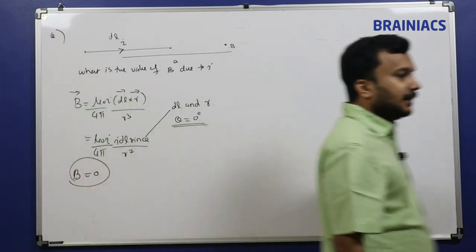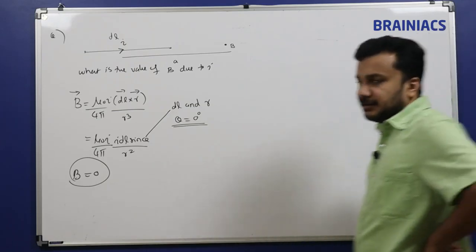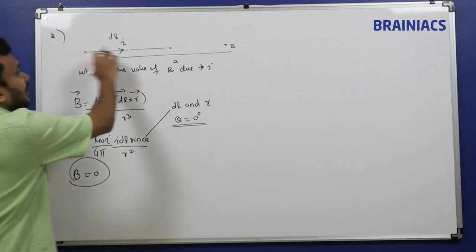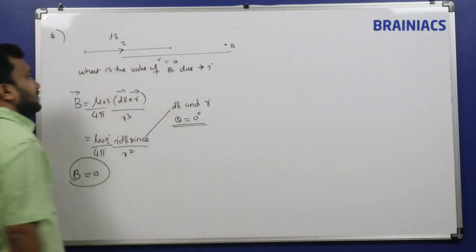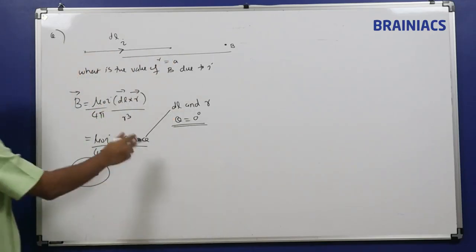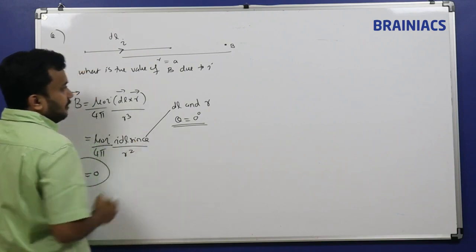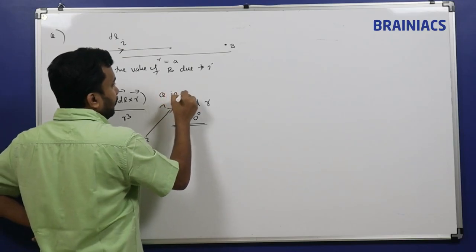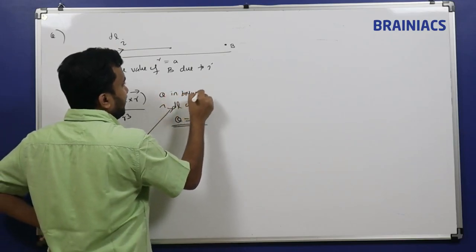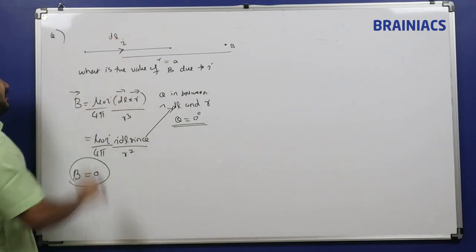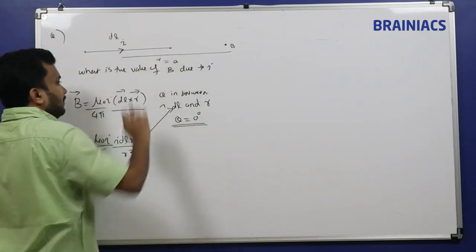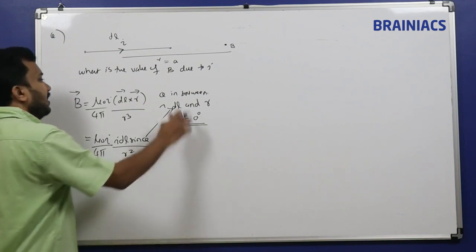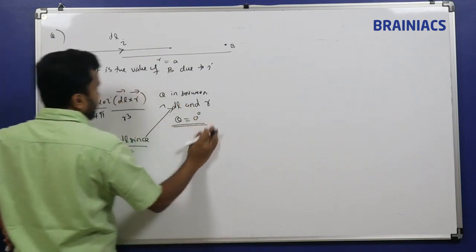This is important, because if you are calculating the magnetic field along the line of the conductor, then dl and R are in the same direction. This is my dl and this is my R distance. So the angle between dl and R will be equal to 0 degrees.